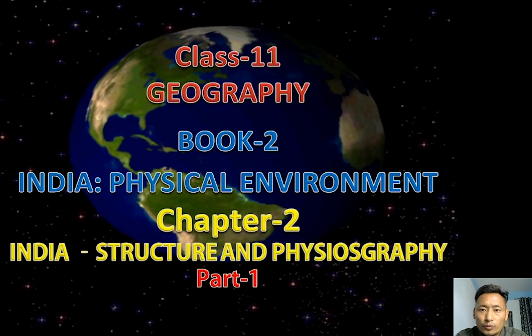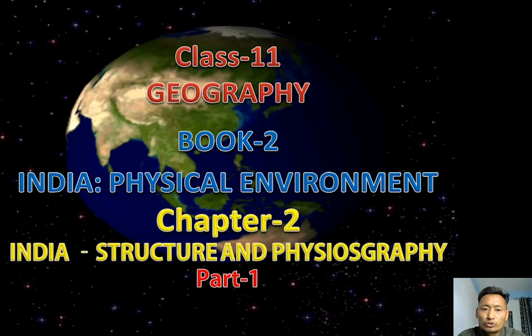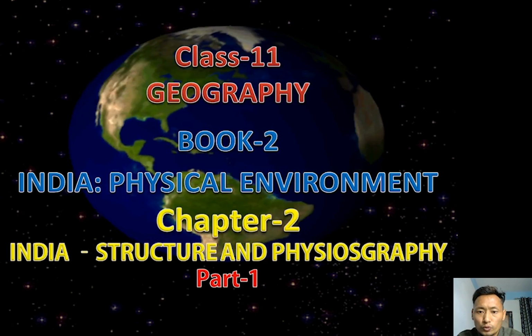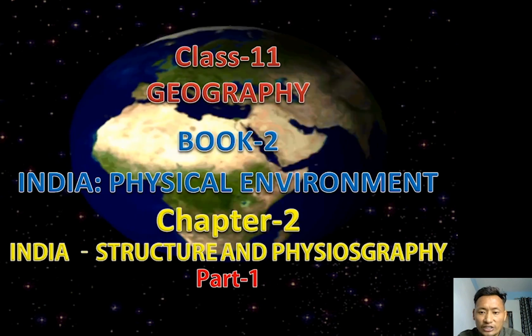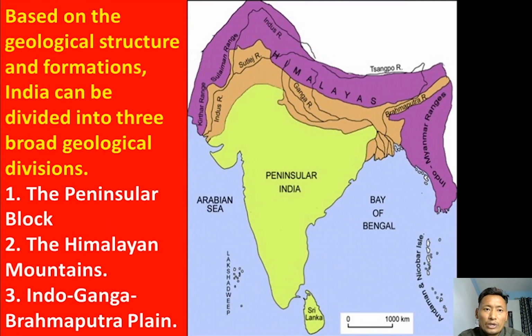In this class, we are going to learn about Class 11 Geography, Book 2, and the name of the book is India Physical Environment, chapter number 2, that is India Structure and Physiography, part 1. Based on geological structure and formations, India can be divided into three broad geological divisions. They are the Peninsula Plateau or the Block Peninsula India, the Himalayan mountains, and the Indo-Ganga and Brahmaputra plain.